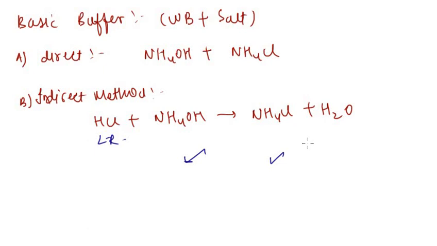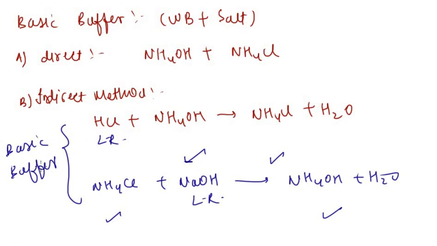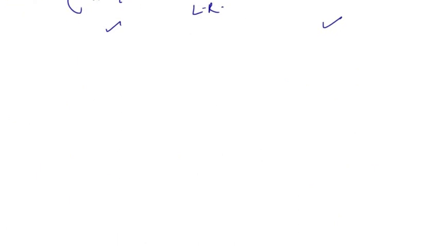Now in another indirect method, we react NH4Cl with NaOH. NaOH is the limiting reagent, and it forms NH4OH plus H2O. So here also we have NH4OH and NH4Cl in the final solution. So these both are called the basic buffer. Whatever we use in the weak part, that is known as the buffer. Like here we have used the remaining weak base, so it is called the basic buffer.